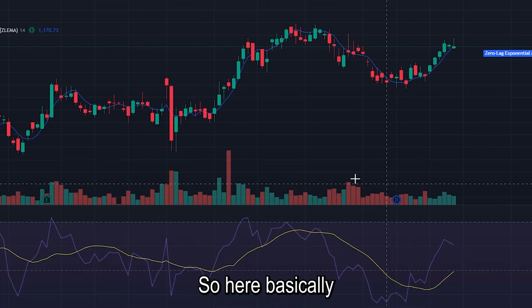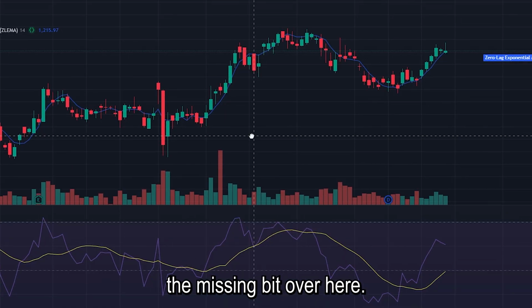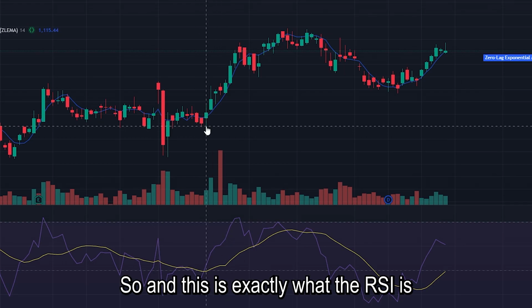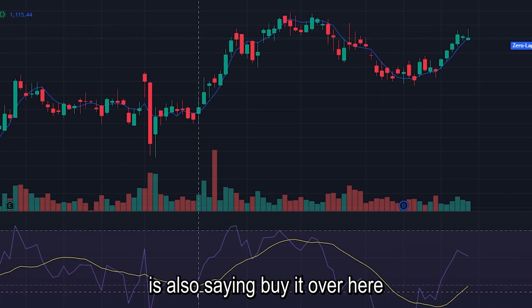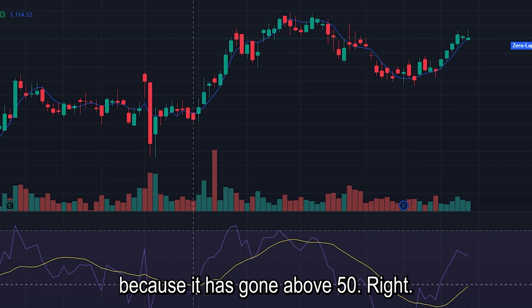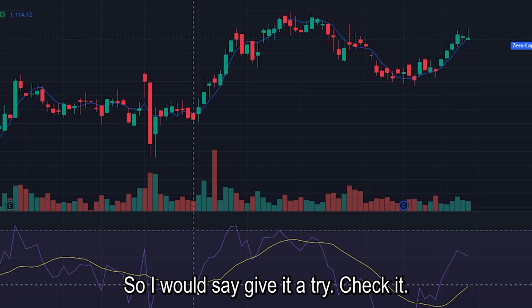So here basically the ZLEMA is saying buy it over here. And this is exactly what the RSI is also saying, buy it over here, because it has gone above 50, right? So I would say give it a try, check it.